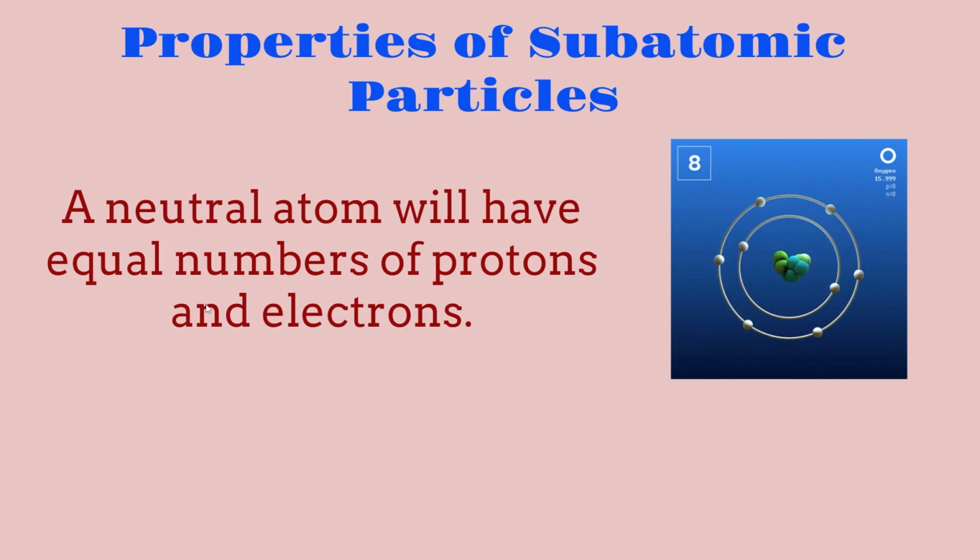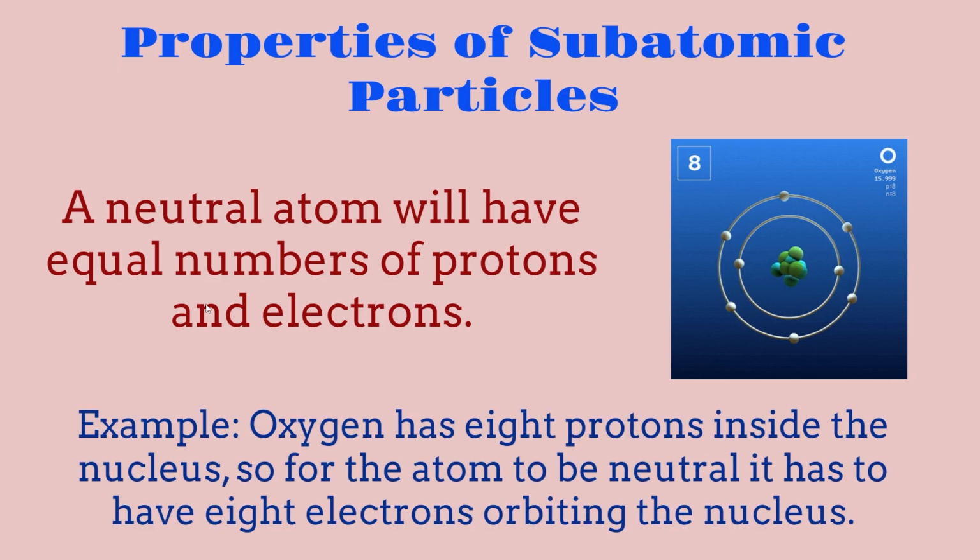More on the properties of subatomic particles. A neutral atom will have an equal number of protons and electrons. An example of this is oxygen. Oxygen has 8 protons inside of the nucleus, and so the atom will be neutral because it has 8 electrons orbiting the nucleus. As we can see here in this picture, a neutral atom will always have an equal number of protons and electrons. So, as we said, we're going to take the example of oxygen. Here we can see that oxygen has 8 electrons. And since it has 8 electrons outside and also 8 protons on the inside, those balance out and we get a charge of 0. So all neutral atoms will have an equal number of protons and electrons.